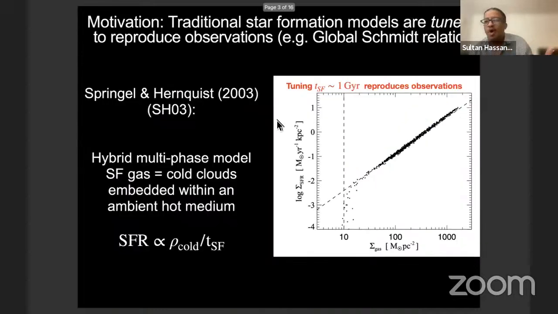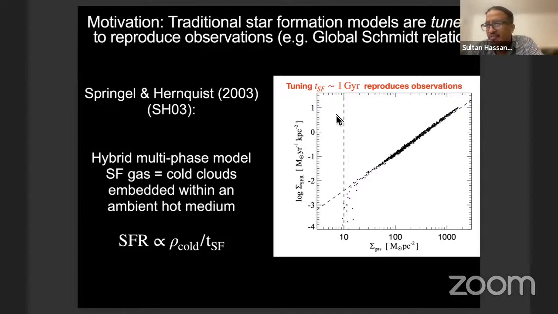So let me take you through how we model star formation traditionally in simulations. The basic idea, this is one of the most successful models, the Springel and Hernquist model, 2003, right? A multi-phase model, where you form stars based on the amount of gas. So the star formation is basically correlated with the cold gas, and you have a parameter for the time scale for star formation. And what you see in this plot is the famous Schmidt relation, right? The correlation between the star formation and the surface density of gas, and the dashed line here is the observation.